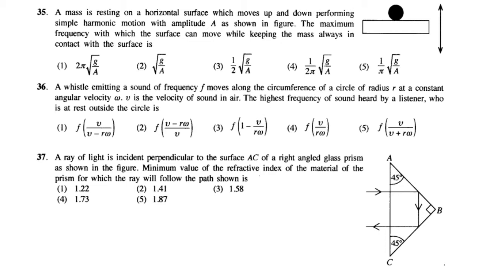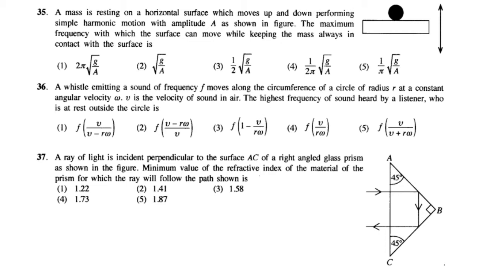Now to keep this mass and the surface in contact when it's performing its motion, gravitational acceleration should be equal to the acceleration of the body which it gains with its simple harmonic motion. So G equal capital A omega squared. Omega squared is G over A and omega is square root of G over A. And they are asking for the frequency, omega equal 2 pi f. So by substituting for omega, you can get f, which is equal to 1 over 2 pi square root G over capital A. Answer is 4.